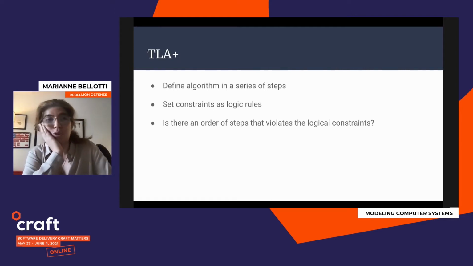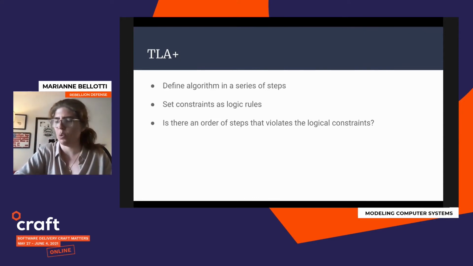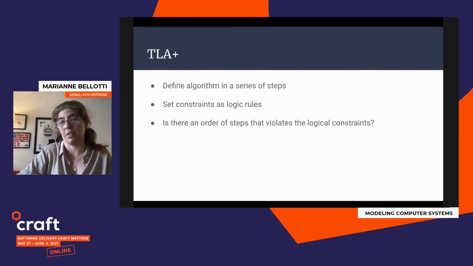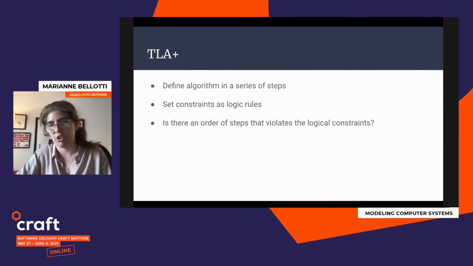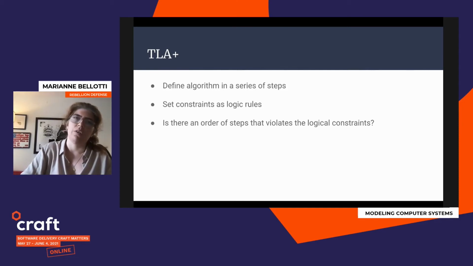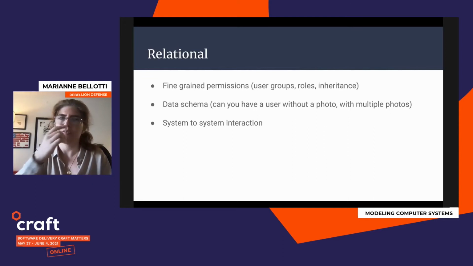So the favorite tool for these kinds of problems is a system called TLA Plus. And what TLA Plus does is it's a first order logic language that allows you to define an algorithm in a series of steps and then set constraints as logical rules. Logical rules like this is always true, this is eventually true, so on and so forth. And then what it does is it runs your algorithm in all sorts of different orders of steps to find out if there are any pathways in which outcomes violate those logical constraints.